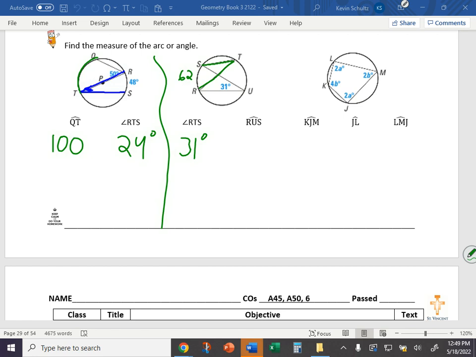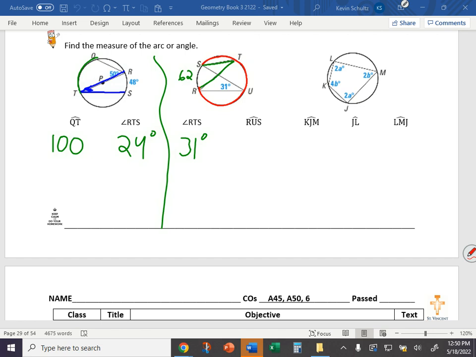Arc RUS, because this is a three-lettered arc, we know it's a long way around. Major arc RUS. That's some good tracing right there. And what's the measure of arc RUS, Seppa? 298. And how do you get that?